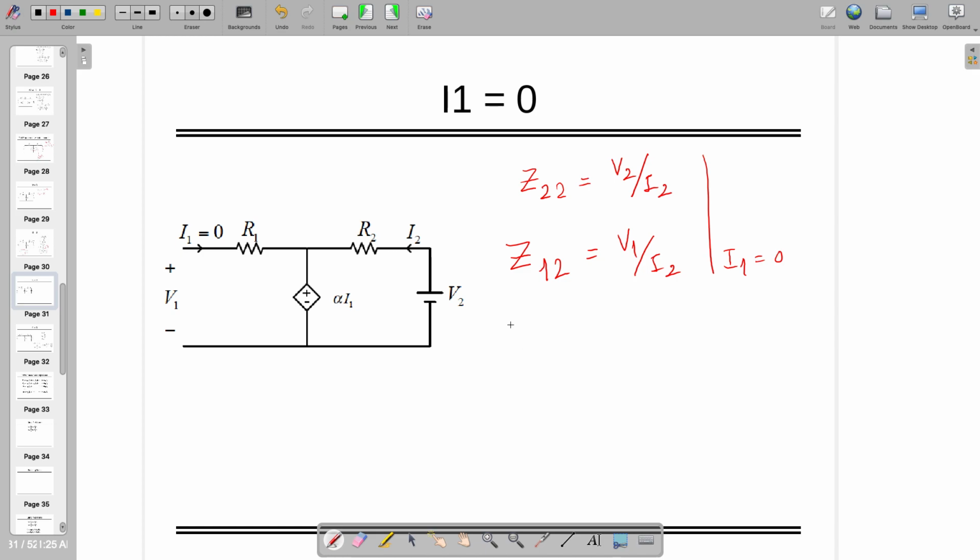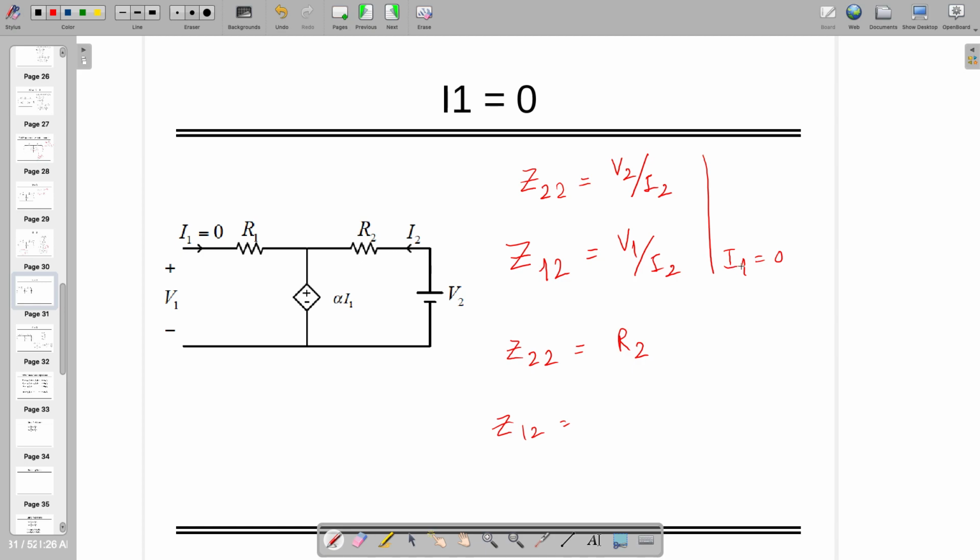So Z22 is R2, okay. If it is wrong, I am writing what he is saying. I haven't solved it. I follow what exactly he is saying. So V2 by I2 is R2.